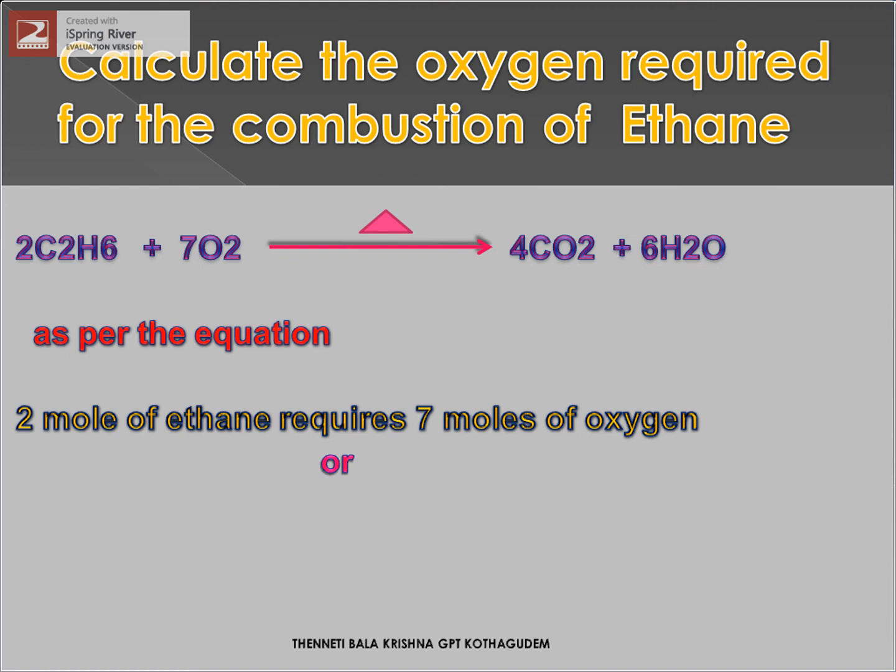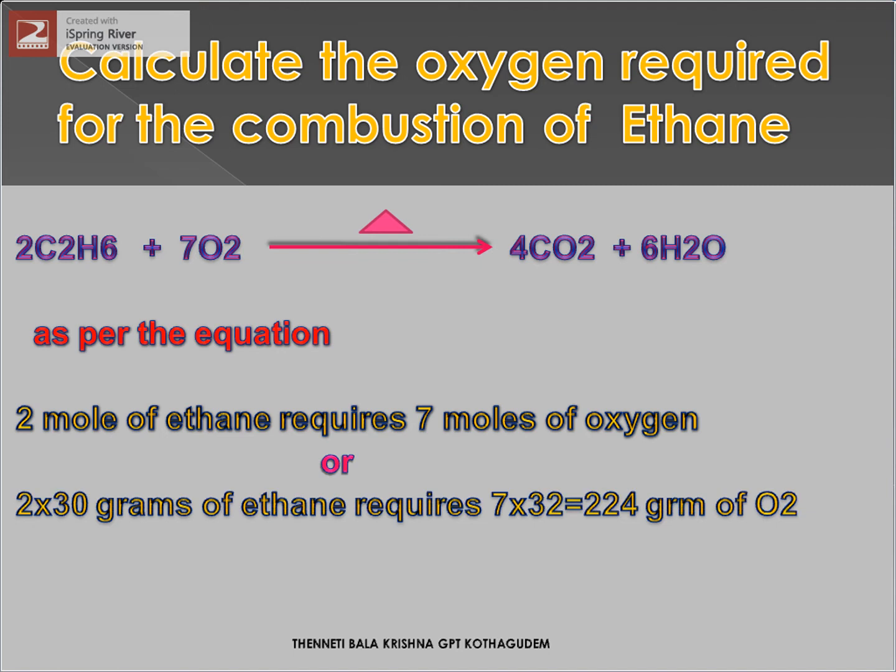So 1 mole is equal to 30 grams. But here 2 moles, so 2 into 30, that is 60 grams of ethane. How much oxygen is needed? Oxygen has 2 oxygen atoms. Oxygen weight 16 plus 16, 32. 1 mole is equal to 32. But here 7 moles, 7 into 32, okay, 224 grams. So 60 grams of ethane requires 224 grams of oxygen.